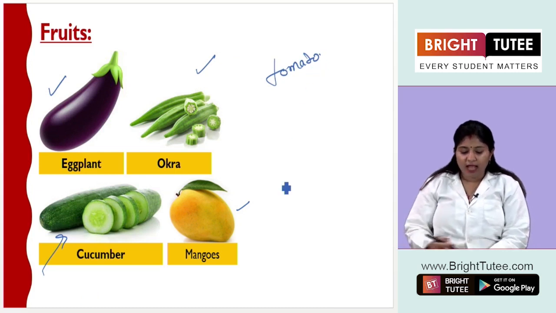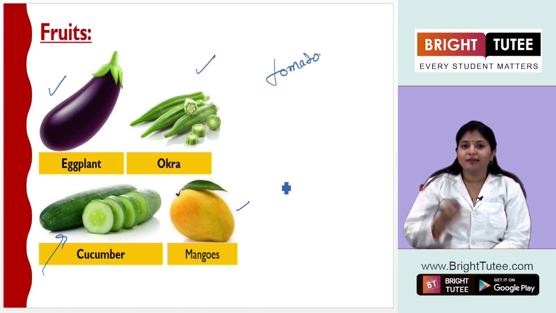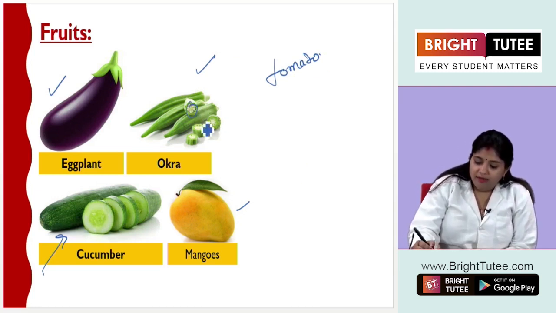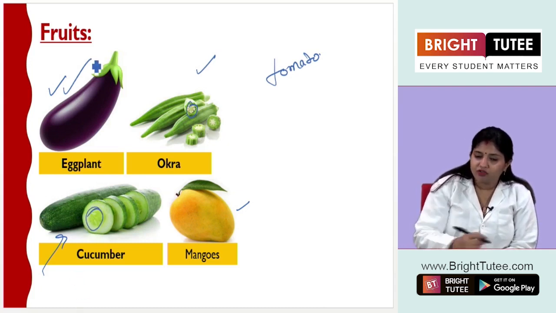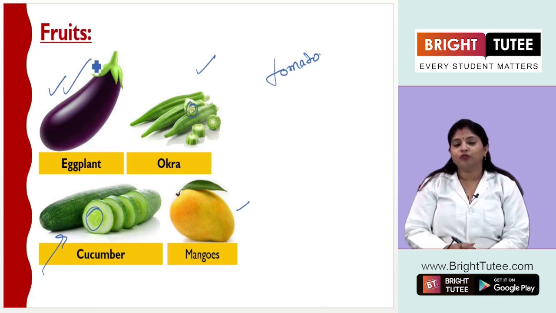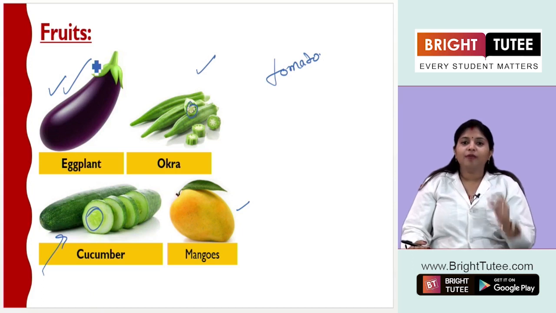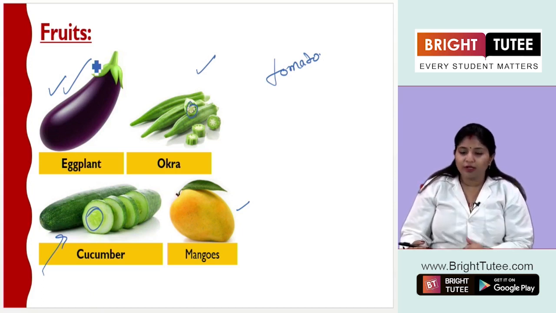So any food that you are eating which has got seeds in it is basically a fruit. So as you see, okra has got certain seeds in it. Then you see cucumber also has seeds. Even brinjal has seeds. So any food that you are eating, whether it is in the form of a curry, if it contains seeds, that means that is a fruit. So we are also eating fruits.